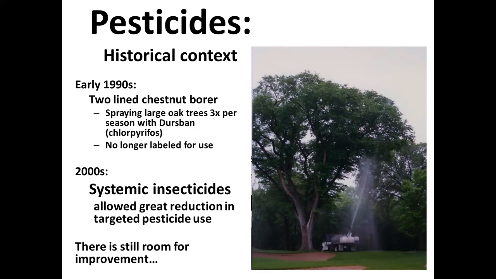So, while there's been, like I say, a lot of bad press about systemic insecticides, they have allowed us to hugely reduce the amount of chemicals overall that we're using. It's not to say that it's perfect. There's still room for improvement, but that's part of integrated pest management, always looking at ways to improve the process and reduce the off-target damage.